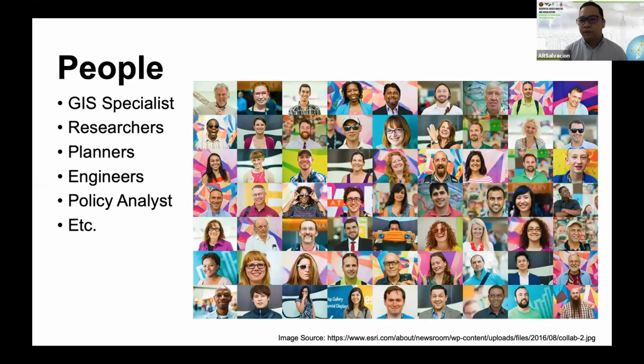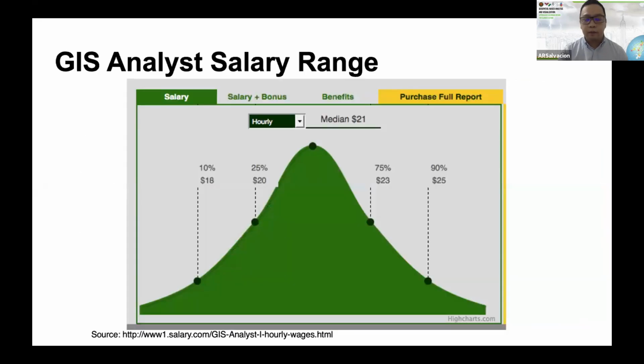Before, GIS was only limited to GIS specialists or those who really study GIS, or geographers or geodetic engineers. But now, I think anyone could use or could do GIS, depending on how high your enthusiasm is, or how far you would want to dig into the field. Okay, so this is the salary of a GIS specialist in the United States.